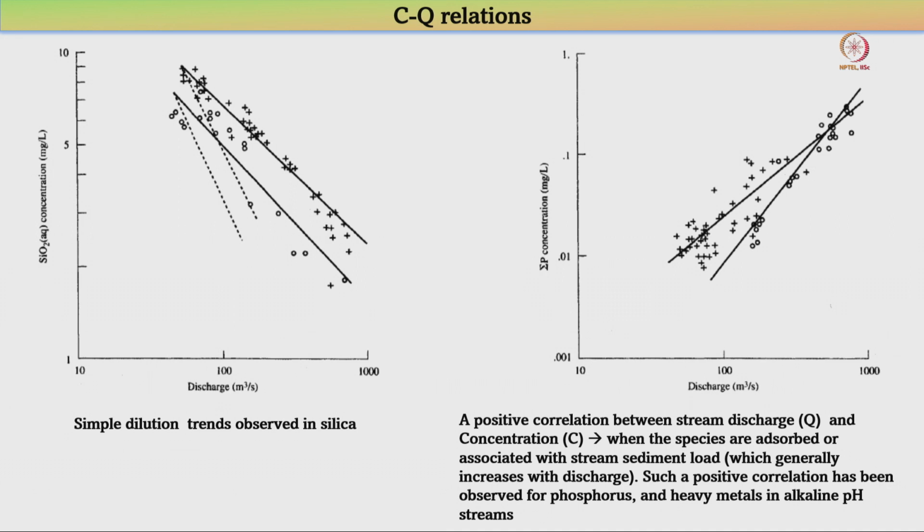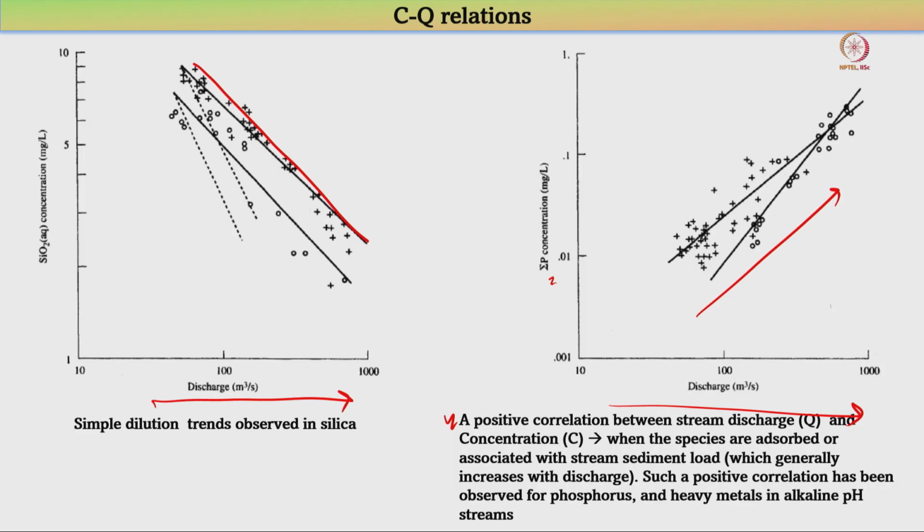For instance, silica, in this particular data set, you can see the very sharp decrease in its concentration as the discharge increases, and it is more or less a simple dilution trend. Okay. As compared to this is phosphorus, where with increase in discharge, concentration is increasing. We were expecting a dilution, but no, there is more sediment interaction. The more sediment-bound phosphate got released during higher discharge.